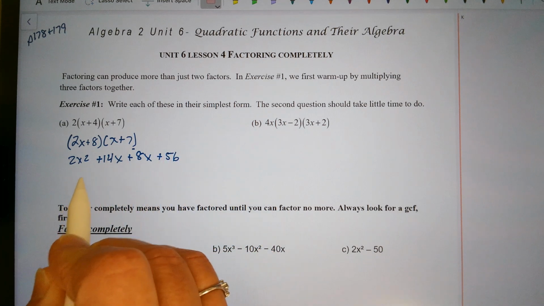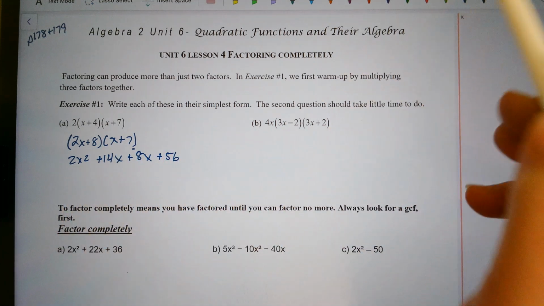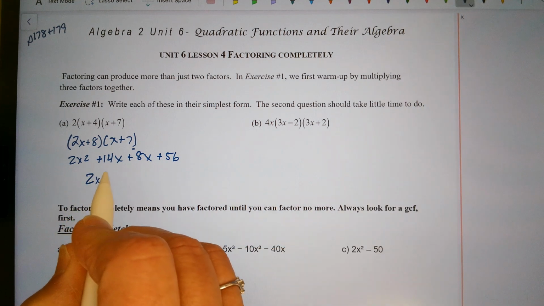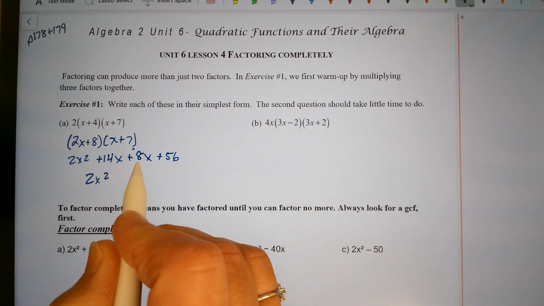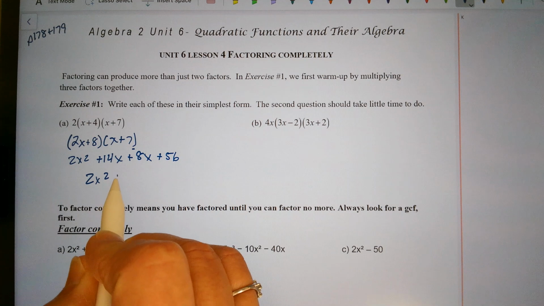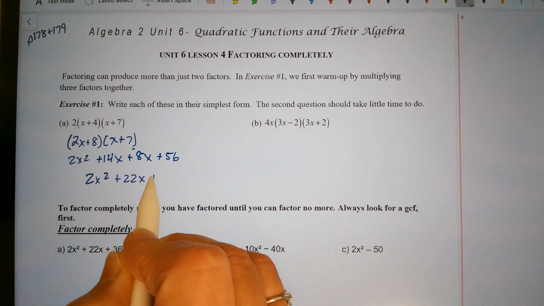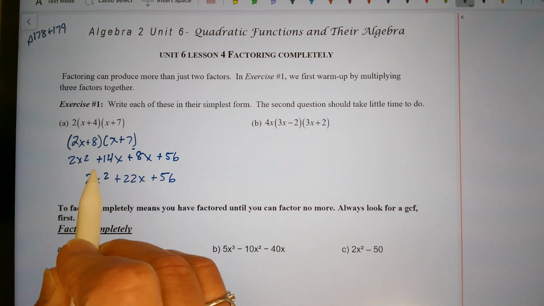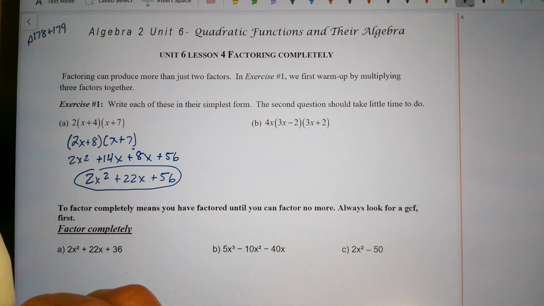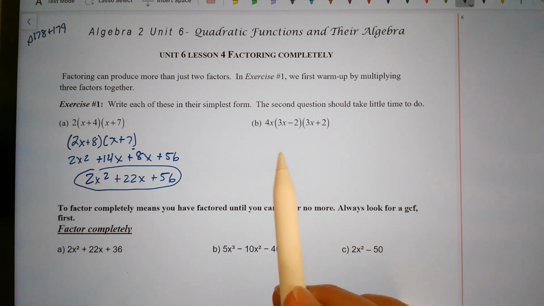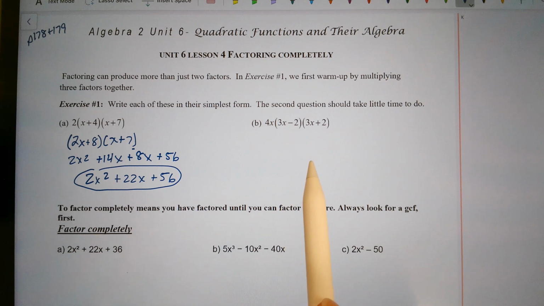Combining like terms, 14x and 8x is 22x. This is our result. For b, we have 4x times 3x minus 2 times 3x plus 2.